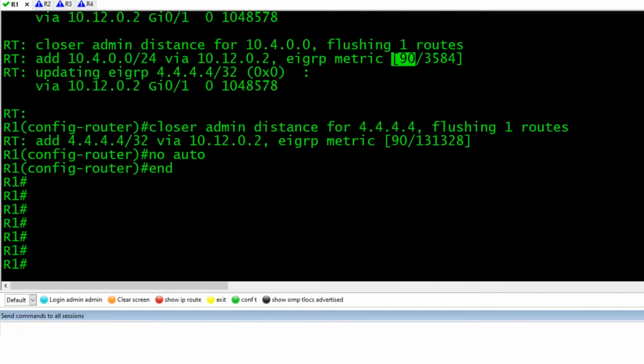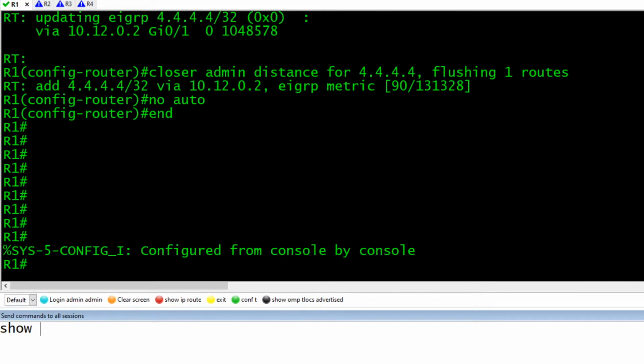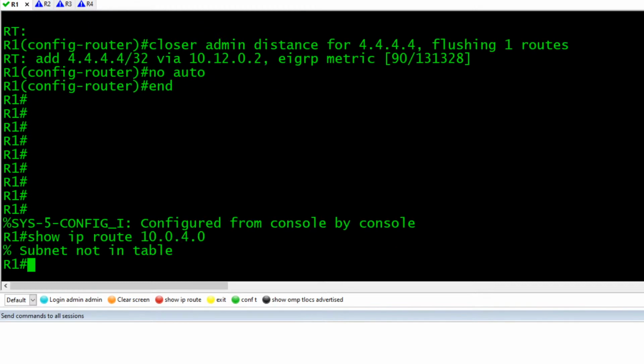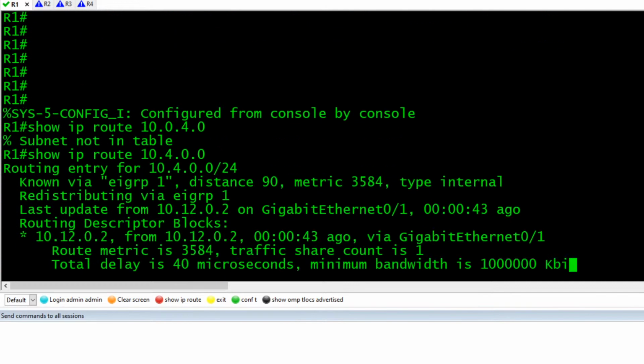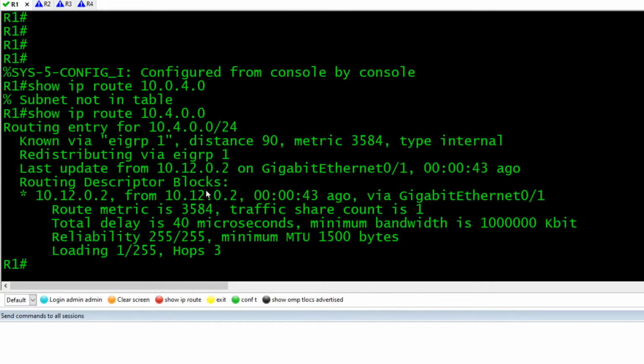All right. So now, I could just do this on this one router. If we did a show IP route for 10.4.0.0. Gosh darn, there's my dyslexia. I can't even say dyslexia. So this is currently showing us right here that the metric is 3,584.